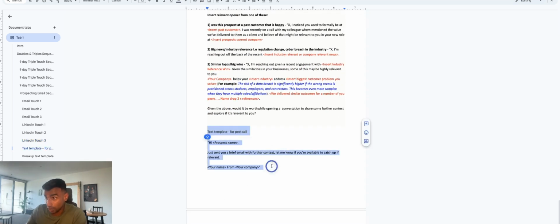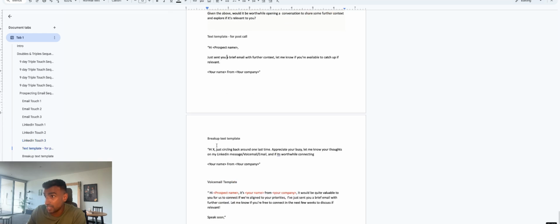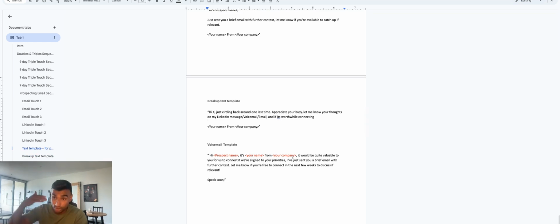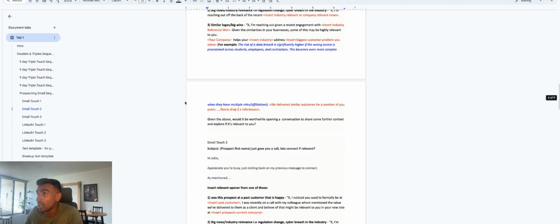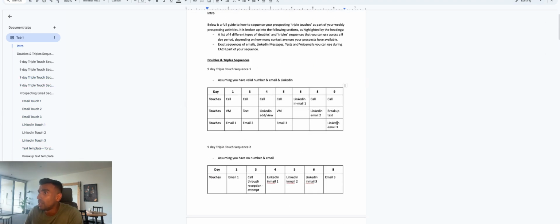So if you can templatize things, it's scalable. Here is a text template as well, right? So post-call text template. Here's something that you can use, and then there's a breakup text template as well. So if you can't actually get through to them, you can use a breakup text. So you can say, hey, circling back one last time, appreciate you're busy. Let me know your thoughts on your LinkedIn message or voicemail or email, and if it's worthwhile connecting, right? So you can literally have a bit of a sequence with text as well. Again, I've outlined everything up here.